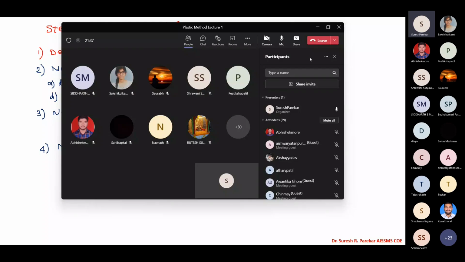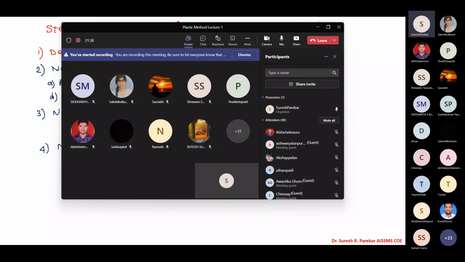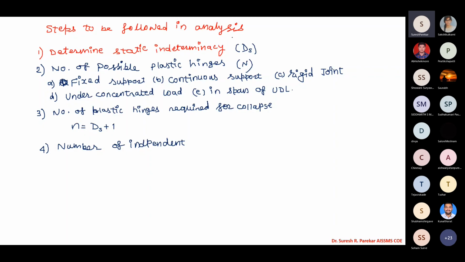एकच मिनिट रेकॉर्डिंग चालू करतो आणि जस्ट रिवाइज करतो स्टेप्स एकच मिनिट. So we have steps to be followed in analysis.